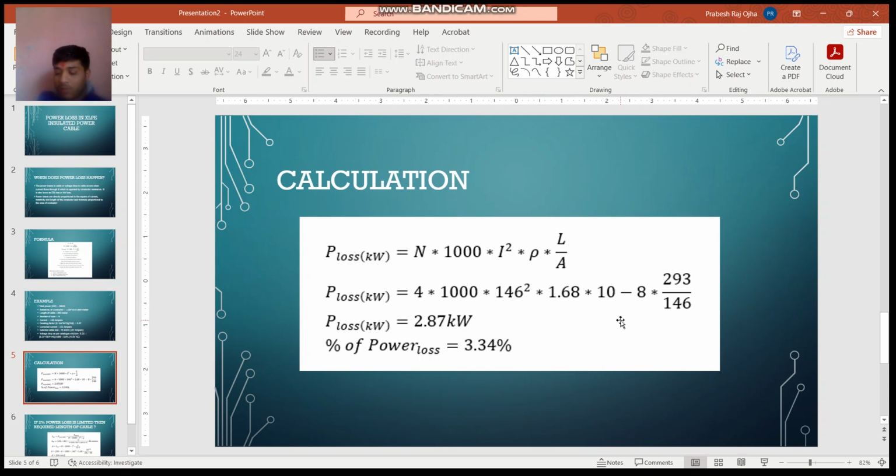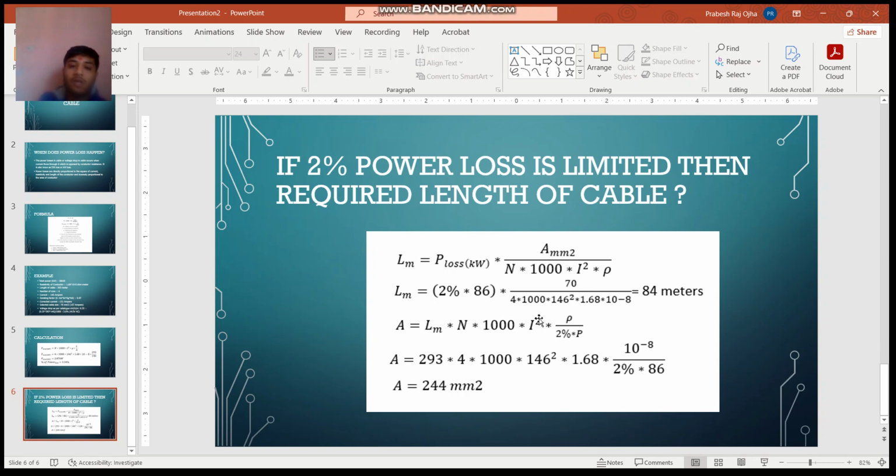What we usually practice in industrial power distribution is that we try to maintain the power loss under 2%, or maximum 2%. So it is considered a good practice to have the loss under 2%, or at most 2%. So in this case, what should be the length as well as the area of the conductor if 2% power loss is desired in the industrial distribution?